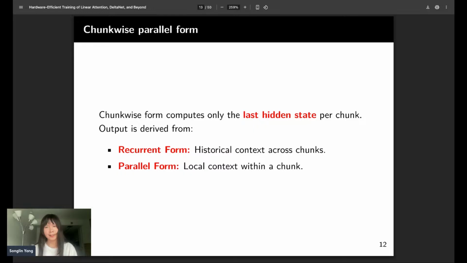For historical context, since we already encode all of the historical information into the chunk-level hidden state, we can leverage this recurrent form to compute the output contributed from the previous context. And for the local context, since we do not have the recurrent state, we can resort to the parallel form to directly compute the output contributed by the local chunk's context. This is the high-level idea of chunkwise form.